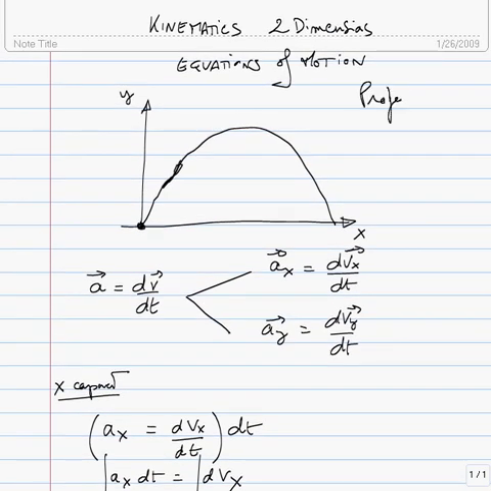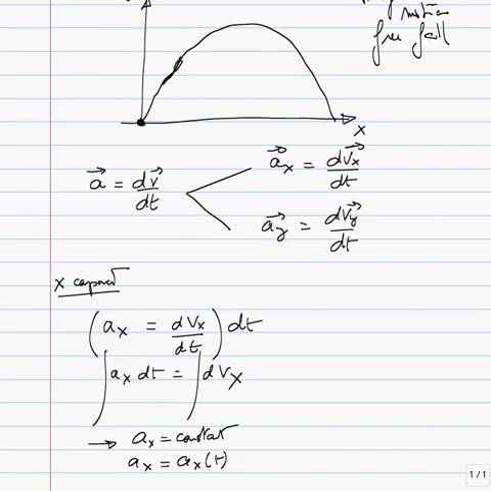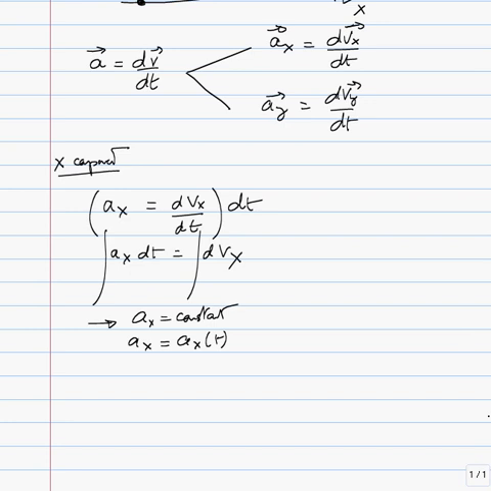Now remember, we're doing projectile motion, which is our free fall example, but in two dimensions. Therefore, the only acceleration present is our favorite g, which is minus 9.8 in the j direction. Therefore, there is no acceleration in the x direction, which means that ax is equal to 0. So for the case where ax is equal to 0, this will become 0 dt is equal to dvx.